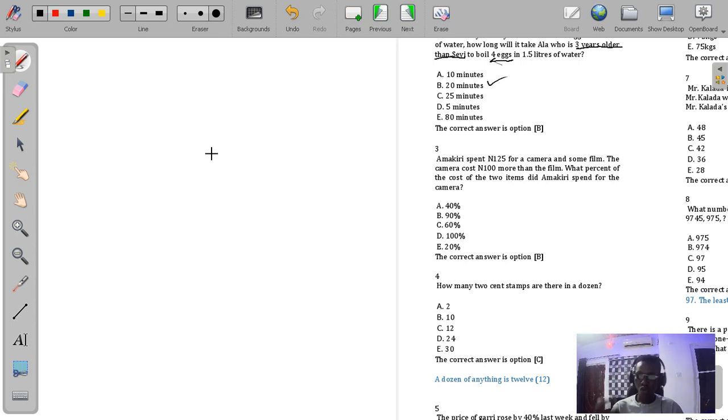So, guys, now let me try to interpret that. For question three, let the cost of the film represent... I know how much the camera costs, but I don't know how much the film costs. So I can let the cost of the film represent X. Let me start with that.